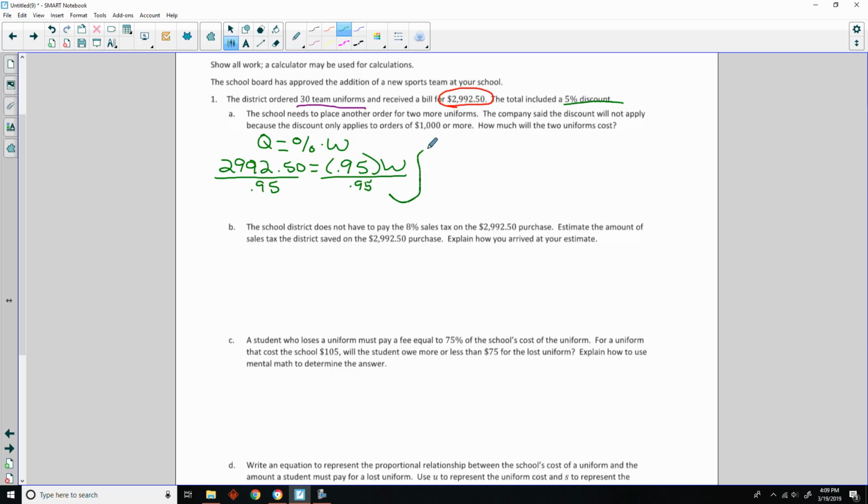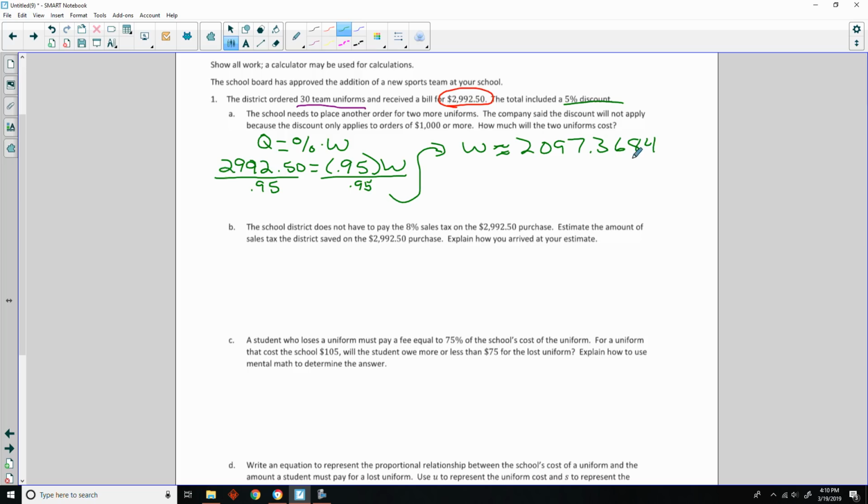And I'm going to save time here by asking my phone calculator what this is. Hey Siri, what's 2,992.5 divided by 0.95? 1,992.5 divided by 0.95 is about 2,097.3684. Okay, so it's an approximation. So it was about $2,097.36 for that whole bill without this 5% discount.